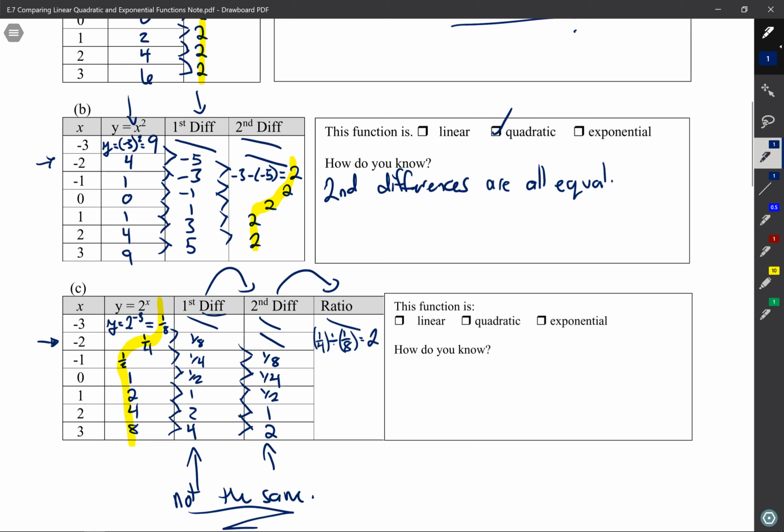Now I'll try the next one. 1/2, again in brackets, divided by 1/4 equals 2. And then I'm doing 1 divided by 1 over 2 equals 2. 2 divided by 1 equals 2. And I can see here that I have a pattern.